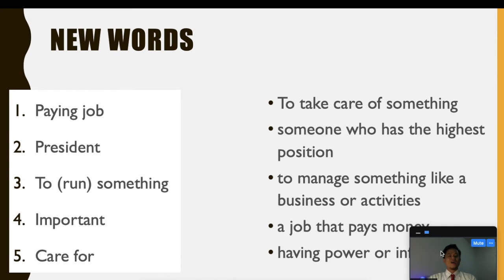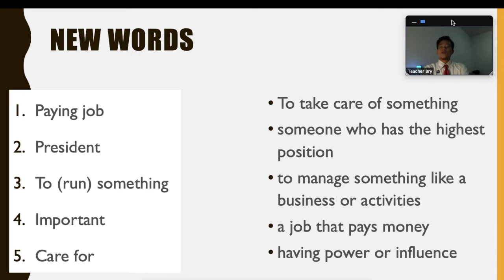So let's try to understand the new words that we will read in the story. So I will read to you first the words on the left, and I will read to you the meanings on the right, and I'll give you 5 items. I'll give you 3 minutes to choose the meaning of our new words, okay? But I'll read it to you first. Paying job, president, to run something, important, care for, to take care of something, someone who has the highest position, to manage something like a business or activities, a job that pays money, having power or influence. Now, I'll give you 3 seconds to answer that.